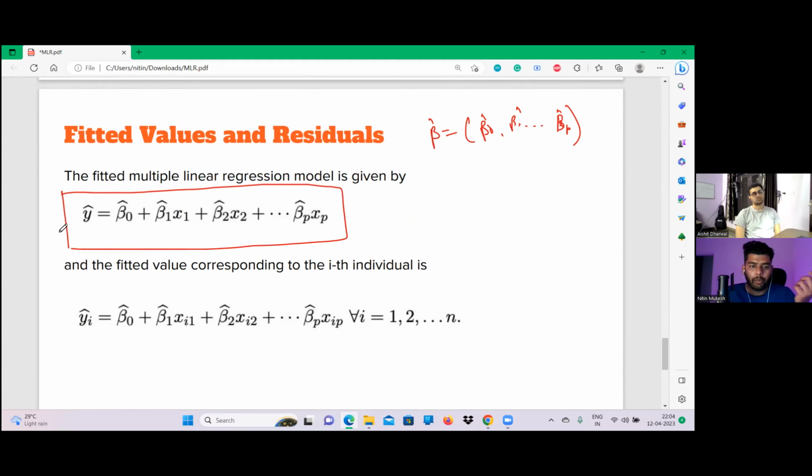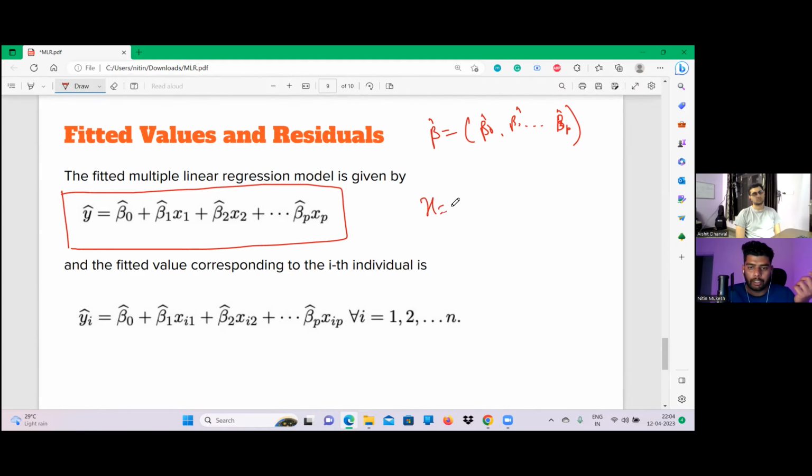Let's say you want to make a prediction for a particular value of x, say x equal to 1, 2, up to 7. This may be the p cross 1 vector. What you need to do is plug in 1 here, plug in 2 here, and similarly 7 here, multiply with the corresponding coefficients, and this will be your y hat predicted value. This is how multiple linear regression makes predictions on the test data once you have estimated beta 1, beta 2, up to beta p. That is what we also call the fitted value.